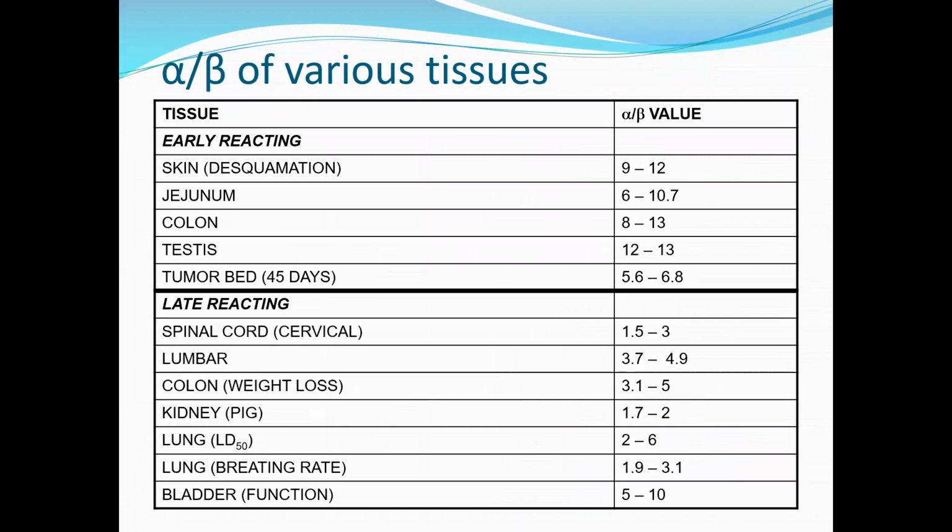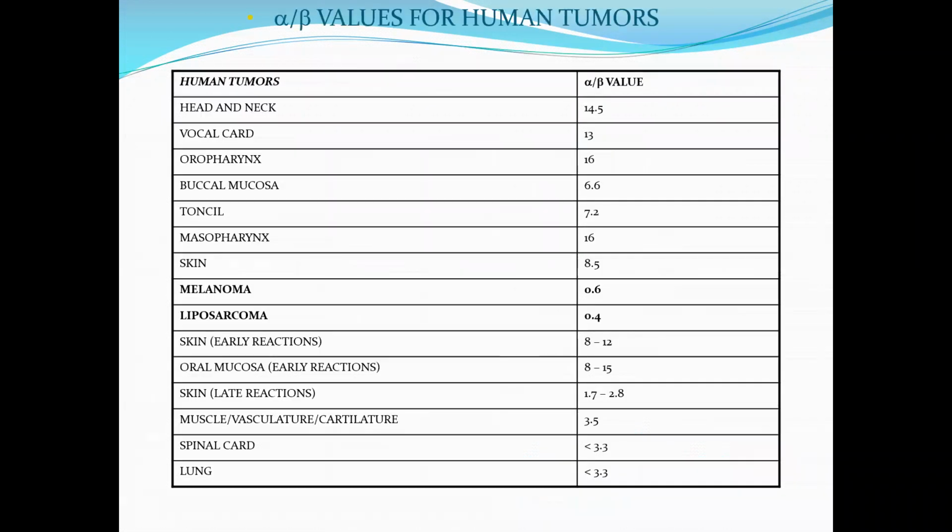This is the table which shows different alpha by beta values for different tissues and various tumors. See, melanoma and liposarcoma have an alpha by beta value of 0.6 or 0.4. So that is why in these cases radiation might not be that effective.